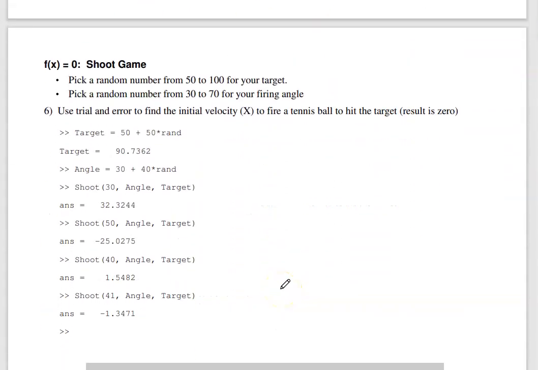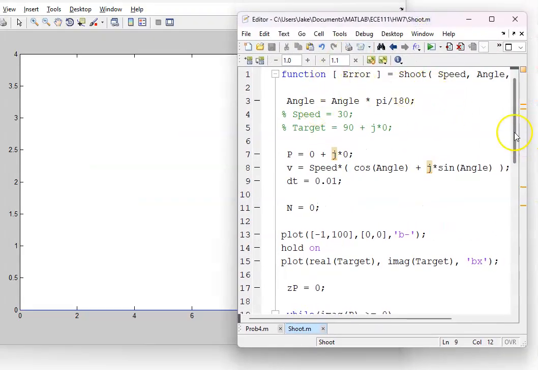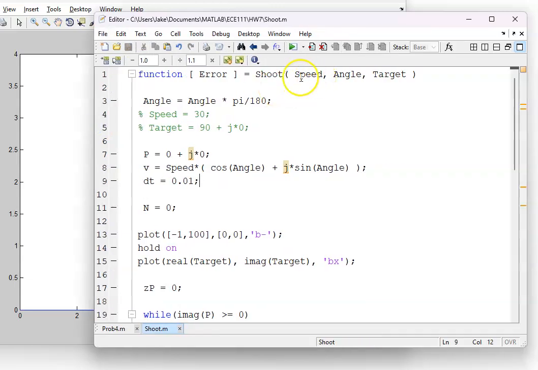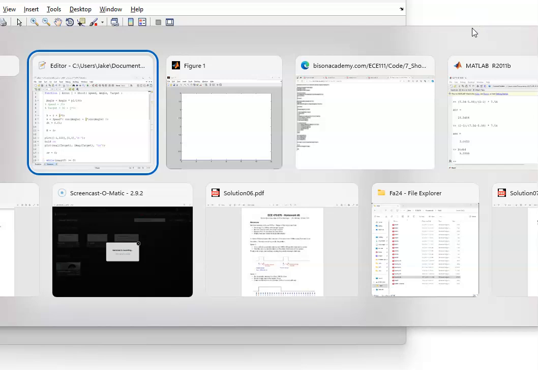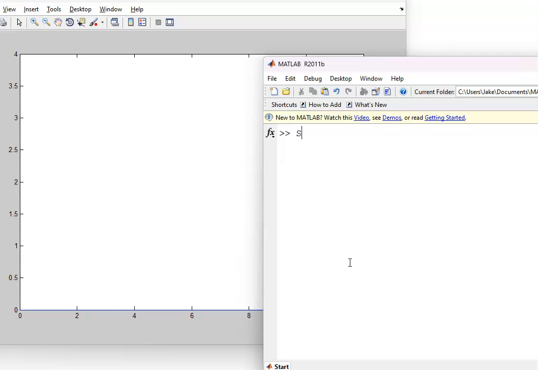Finally, the last problem is a shoot game. So the shoot game is I have this M file. I lob a tennis ball in the air at the initial speed, angle, and there's the target I want to hit. Find the speed and the angle to hit the target. So the way you call it is from the command window. I can say shoot. Let's have the target is 50 plus 50 times rand. Here's my target.